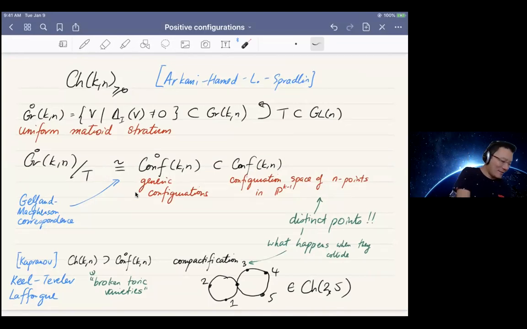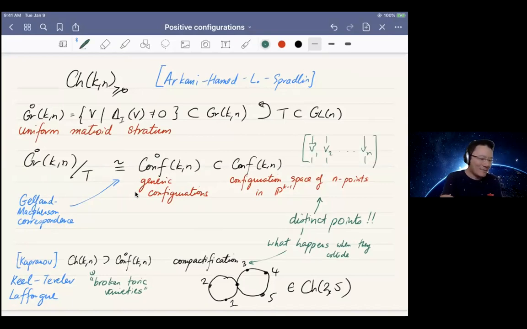So that's this configuration space. And this Gelfand-MacPherson correspondence says that the configuration space is isomorphic to this torus quotient of this matrix stratum. And the way you think about it is if you give me a k by n matrix, and you give the columns some names, the columns are non-zero if you belong to a uniform matrix stratum. So they represent a point in projective space.